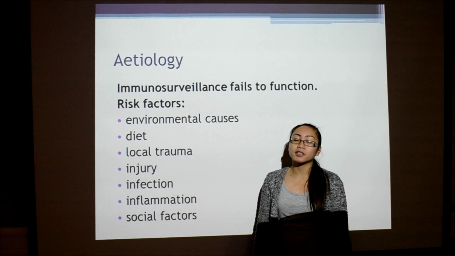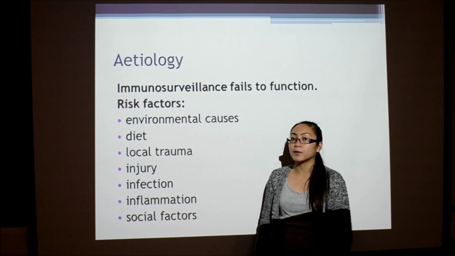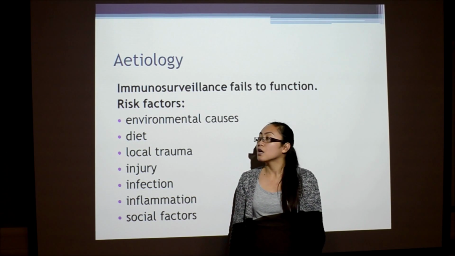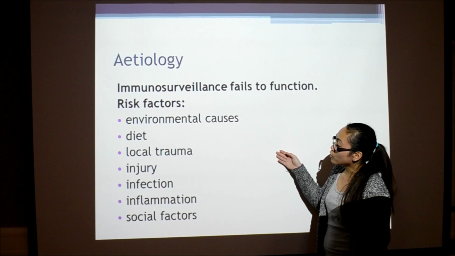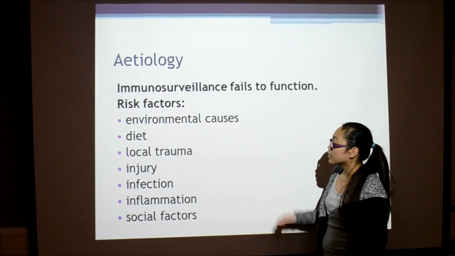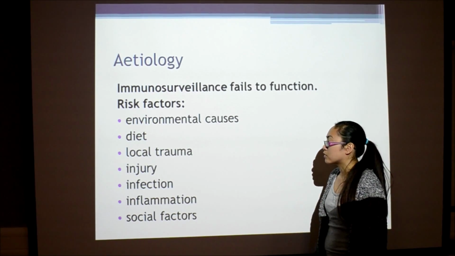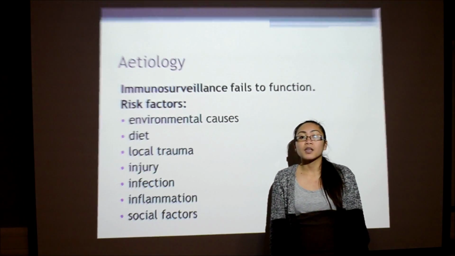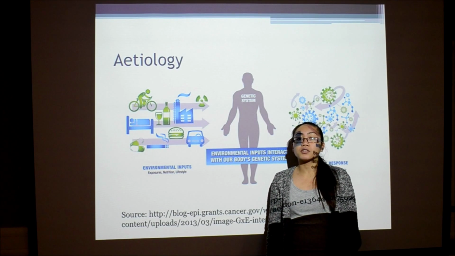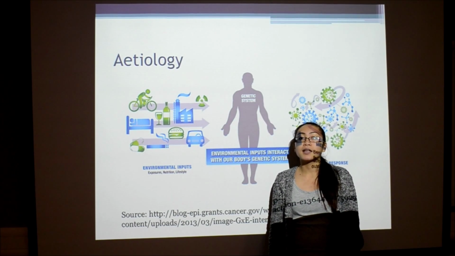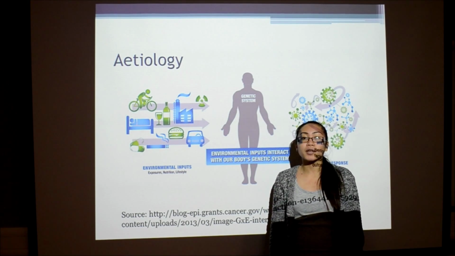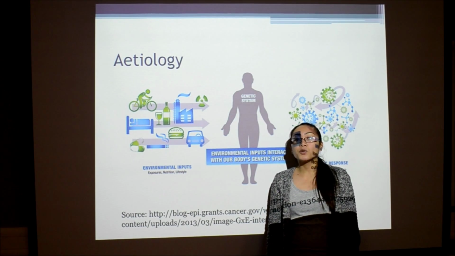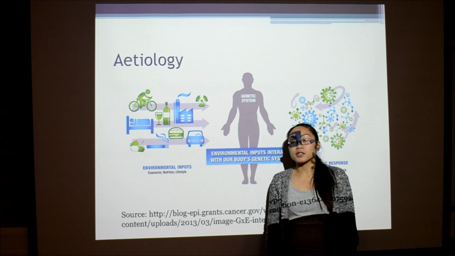There are risk factors that can increase the risk of developing benign tumours. This includes environmental causes, diet, local trauma, injury, infection, inflammation, and social factors. For example, smoking can cause Warthin's tumours, which affects the parotid glands, which make up most of the salivary glands. The tobacco smoke can irritate the ductal epithelium, which activates the tumorigenesis.